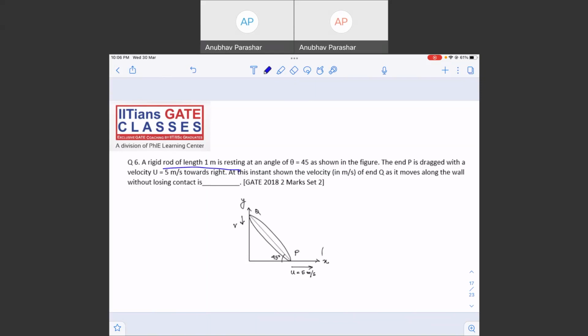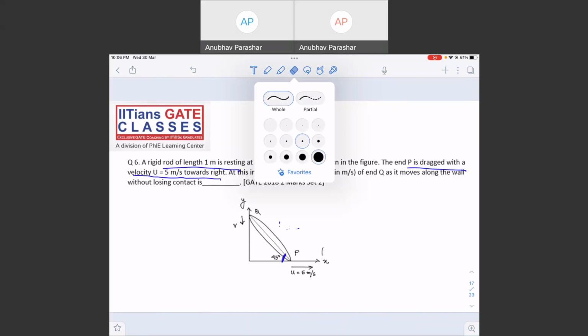A rigid rod of length 1 meter is at an angle of 45 degrees. So this angle is 45. Definitely this angle is also 45. The end P is dragged with a velocity of 5 meter per second towards the right.